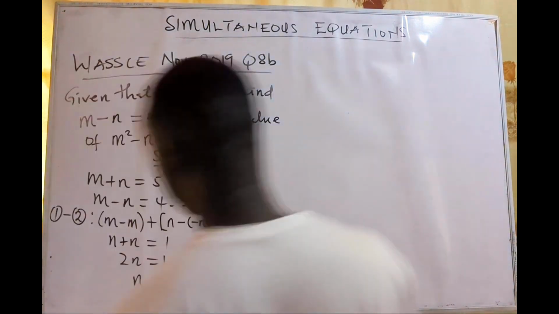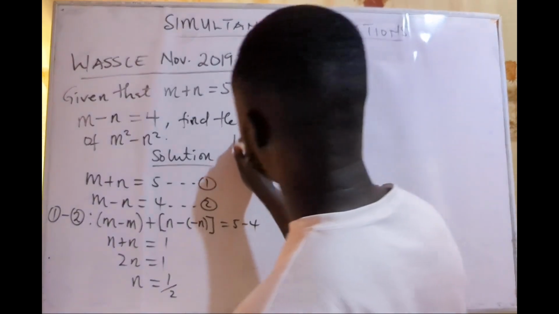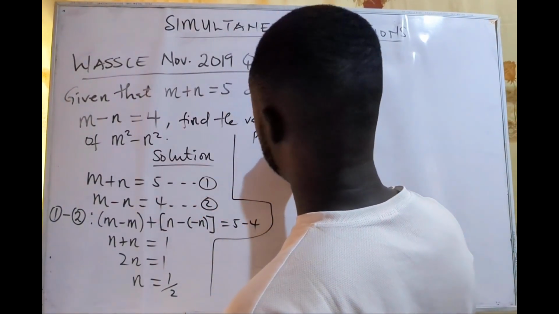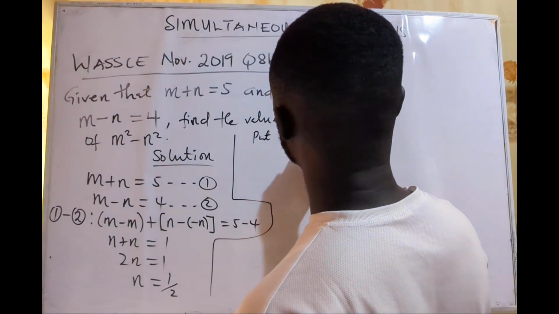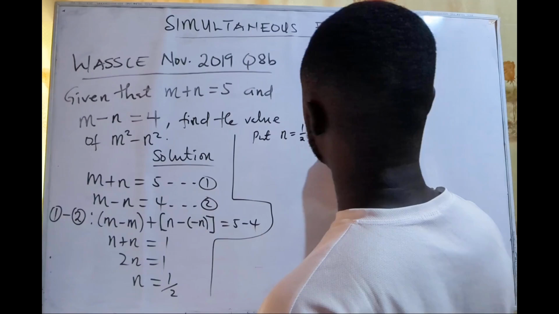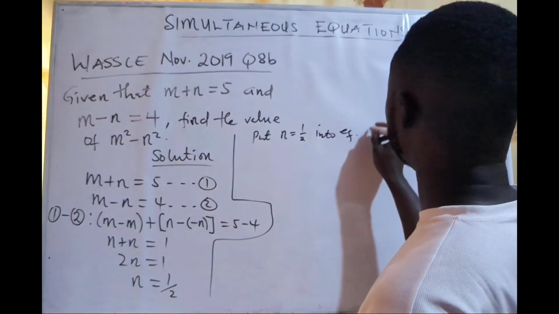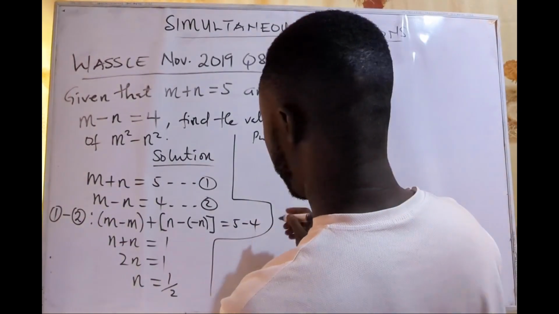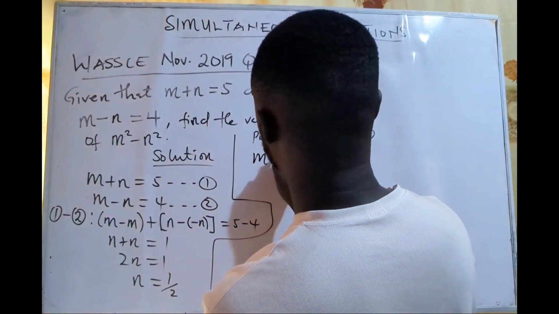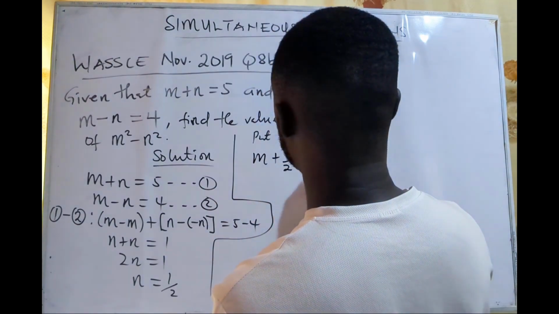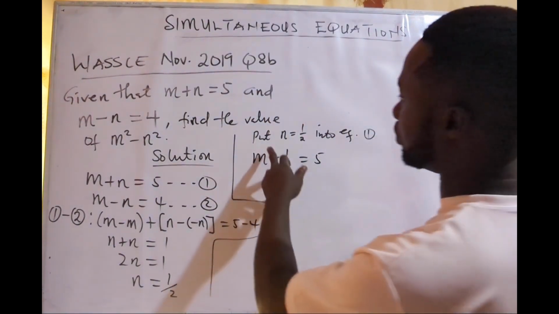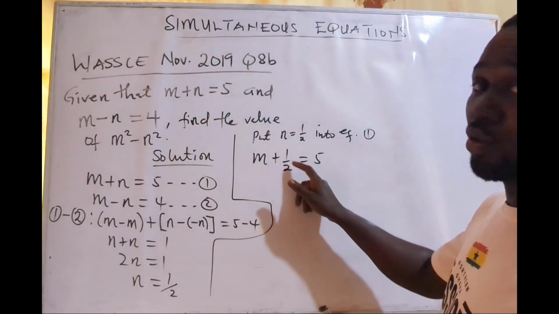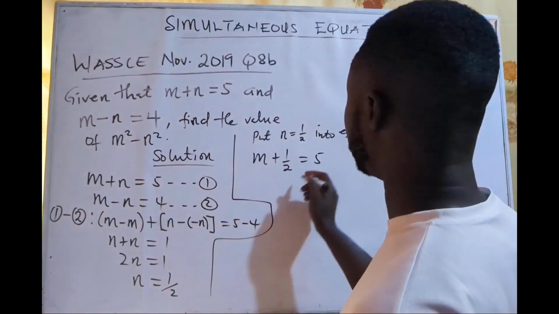Okay, so now let's look for the value of m. Simple. Put n equal to 1 over 2 into, say, equation 1. So from equation 1, m plus 1 over 2 equal to 5. I'll put 1 over 2 wherever I see n. So what is my common denominator? 2. So I'll multiply through by 2.